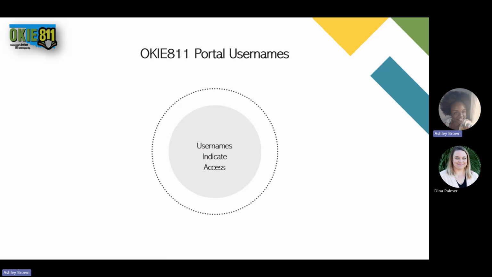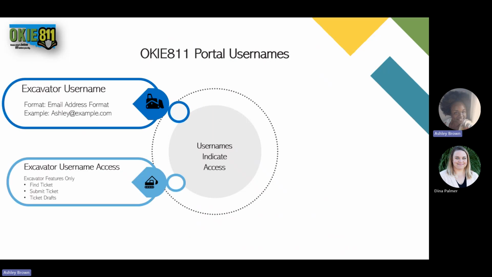Now, the Oki 811 portal has two types of portal usernames and they have different access levels. So, excavators can log into the portal and they can only log into the new portal to have access to those excavator features, but their username is an email address format. So, with this, they're only going to have access to excavator features like find ticket and submit ticket.